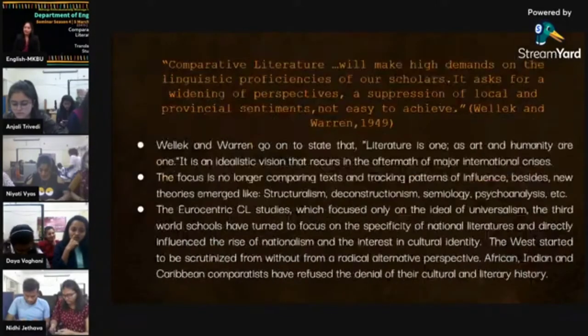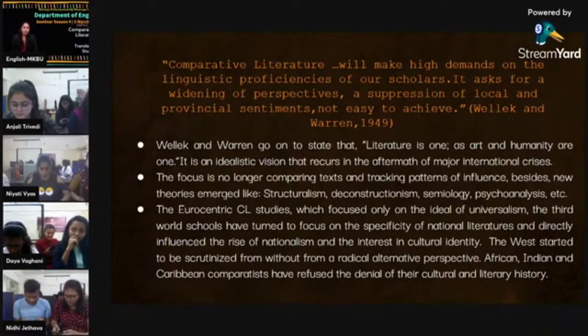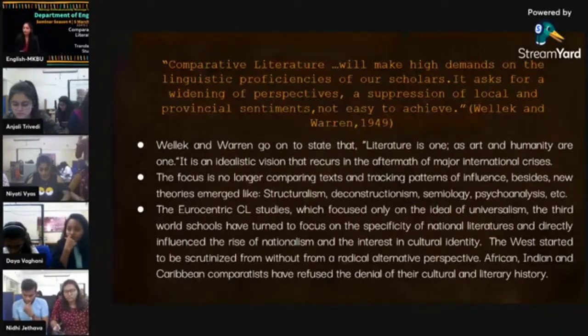So Wellek and Warren write in their book that comparative literature will make high demands on the linguistic proficiency of our scholars. It asks for a widening of perspectives, a suppression of local and provincial sentiments, not easy to achieve. They also argue that literature is one, as art and humanity are one. It is an idealistic vision that recurs in the aftermath of major international crises.